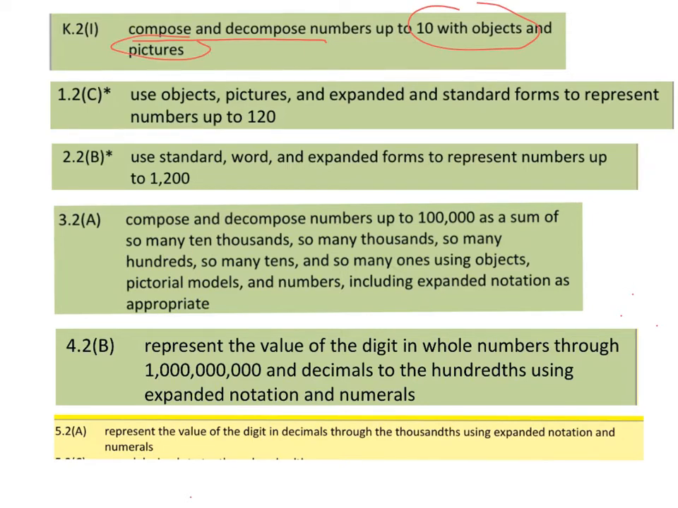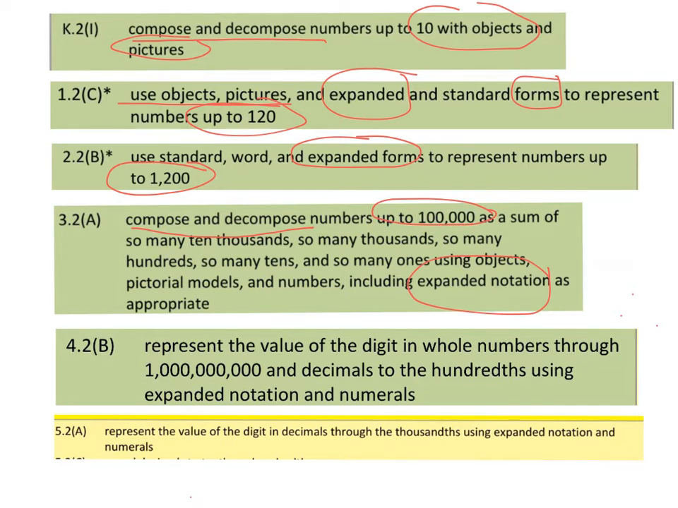And then the student hits first grade. In first grade, they're still using objects and pictures, except now they're seeing it as expanded form, and they're going up to 120. When the student hits second grade, they're still using expanded form, but they're going up to 1,200. In third grade, they're still composing and decomposing numbers, except now they bring in the notion of expanded notation. So they're doing expanded form and expanded notation, and they're doing numbers up to 100,000.